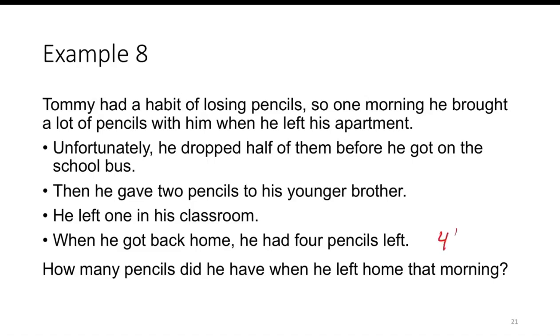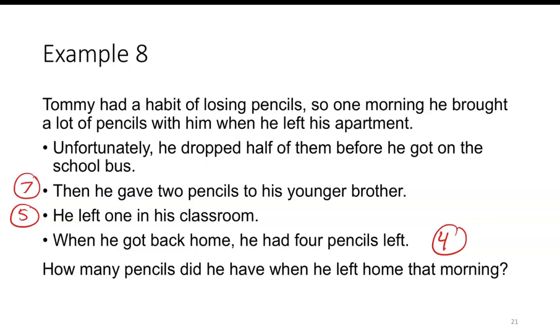So I know the end result is 4. And that 4 came after he left 1 in the classroom. So before he left his classroom, he must have had 5. And before that, he gave 2 pencils to his younger brother. So he must have had 7 then, because after that, he gave 2 pencils to get 5. Then he left 1 in the classroom, and that gave him 4.